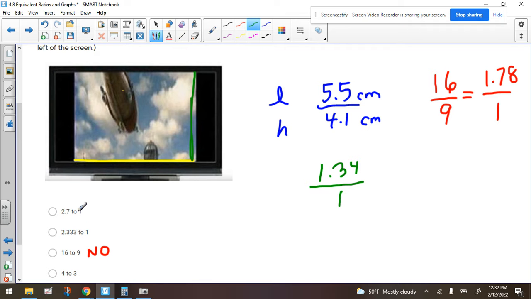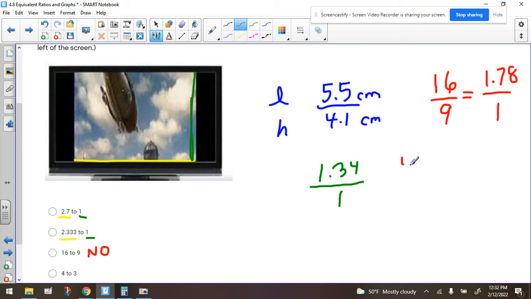Now, which one of these matches that? This one has a 1 as a denominator, and so does this. So are either one of these first numbers given close to 1 and 34 hundredths? Is 2 and 7/10 close to that? Is 2 and the repeating bar notation over the 3 close to that? Not really. So that means we have to explore 4 to 3.